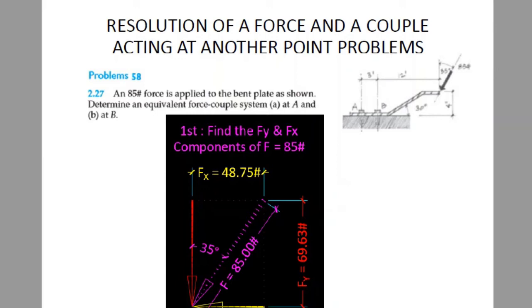Next, let's look at page 58, problem 2.27. It reads that an 85-pound force is applied to a bent plate. As shown, we are to determine an equivalent force couple system, A at point A and B at point B.